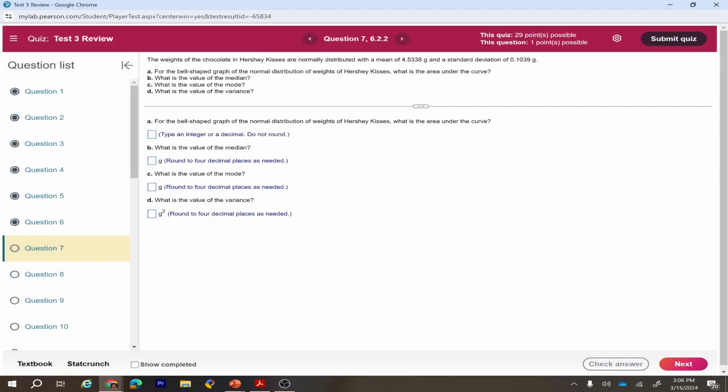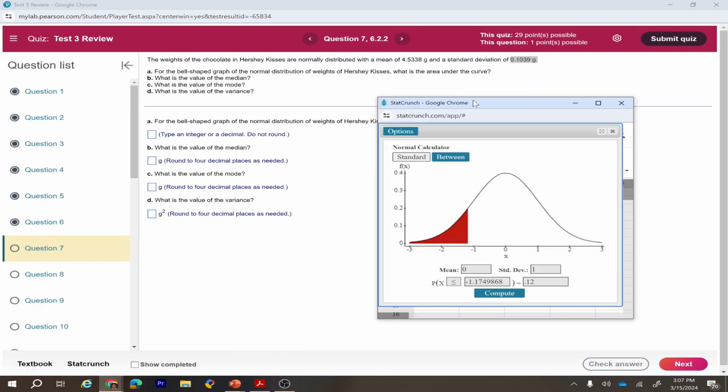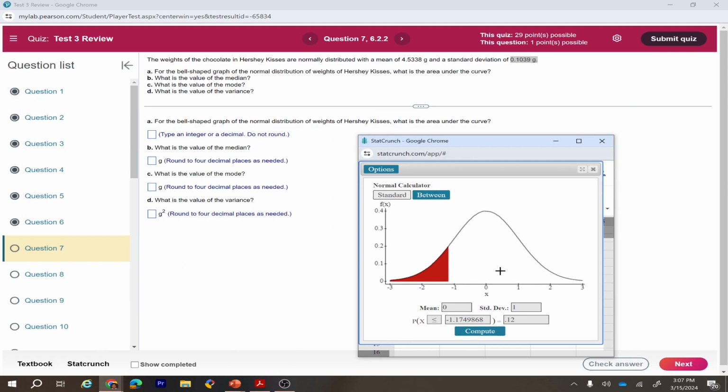Okay, the weights of the chocolate in Hershey Kisses are normally distributed with a mean of 4.5338 gram and a standard deviation of 0.1039 gram. For the bell-shaped graph of a normal distribution of the weight of Hershey Kisses, what is the area under the curve? As you can see here, the area under the curve is a probability, it's 1.